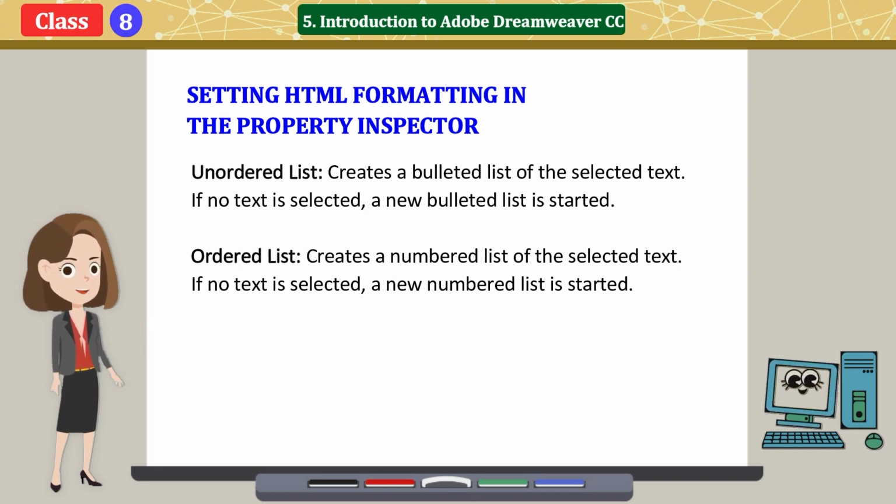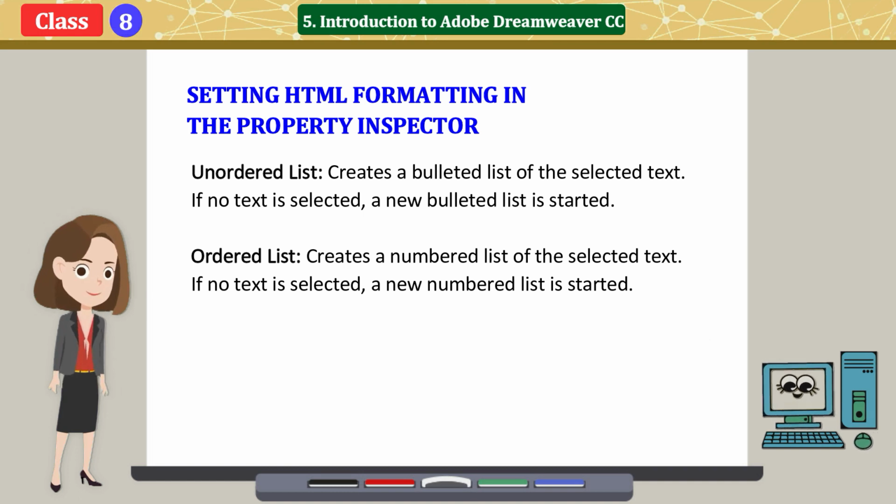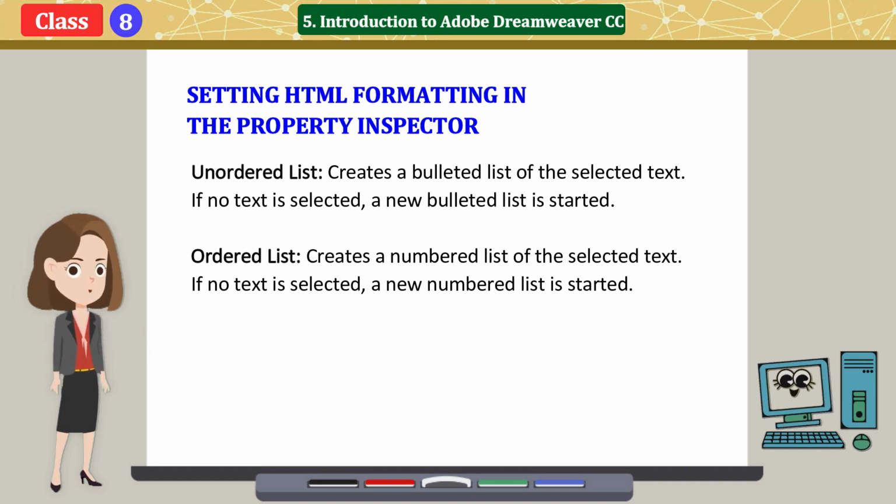Unordered list. Creates a bulleted list of the selected text. If no text is selected, a new bulleted list is started. Ordered list. Creates a numbered list of the selected text. If no text is selected, a new numbered list is started.